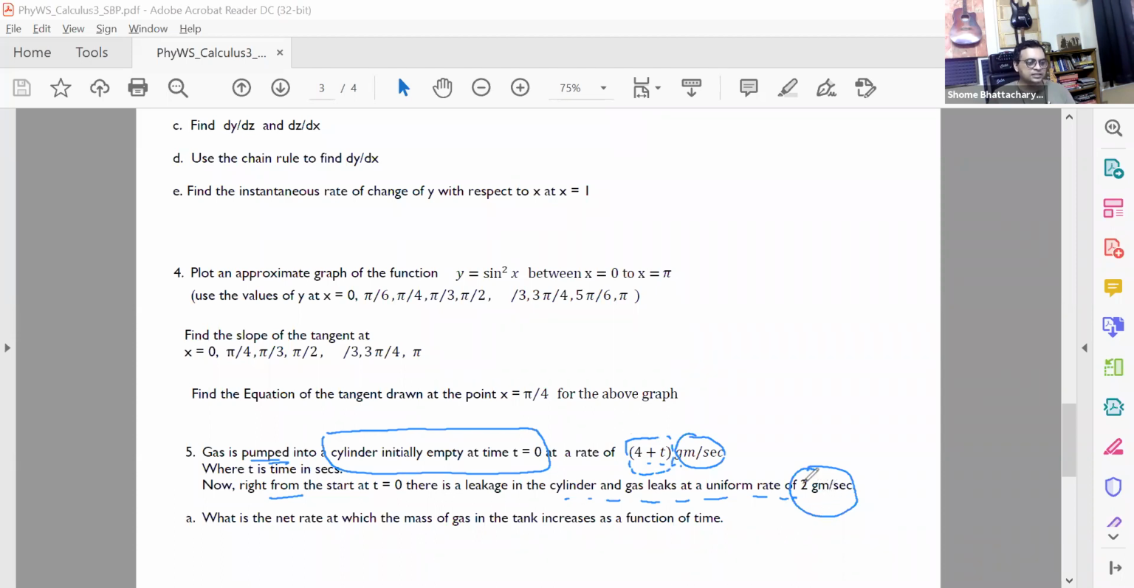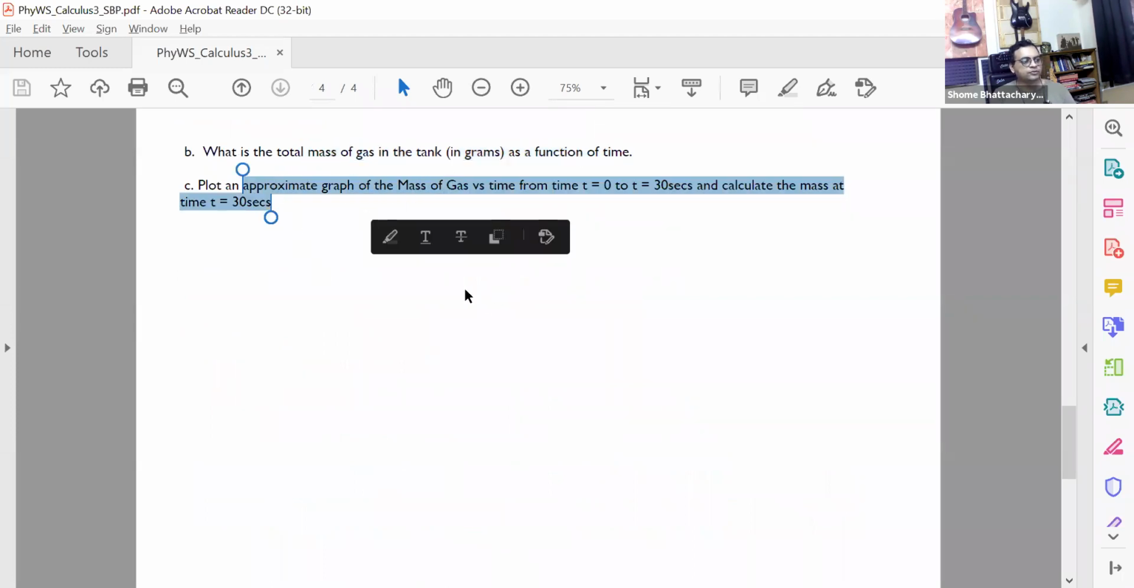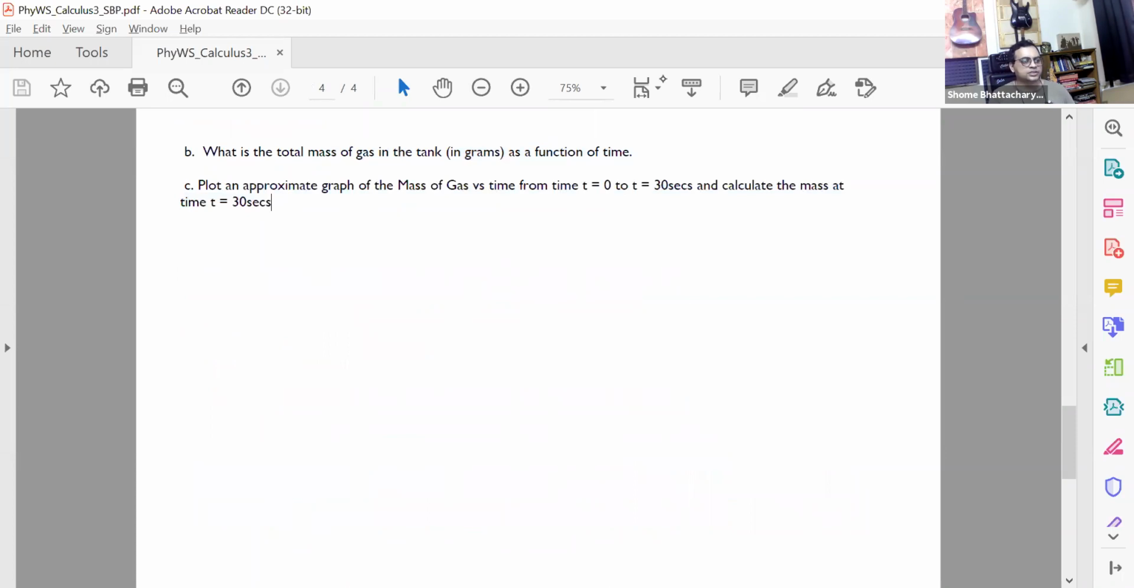Whereas the leakage is a constant rate of 2 grams per second. So first of all, we have to find the net rate with which the mass of gas changes in the tank, and then based on that, a few more things. We'll discuss this question. So what all do we have to find? The net rate, then the total mass as a function of time, and we have to plot the approximate graph of mass versus time.